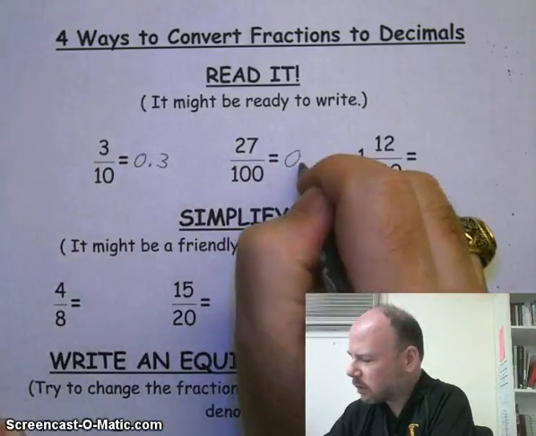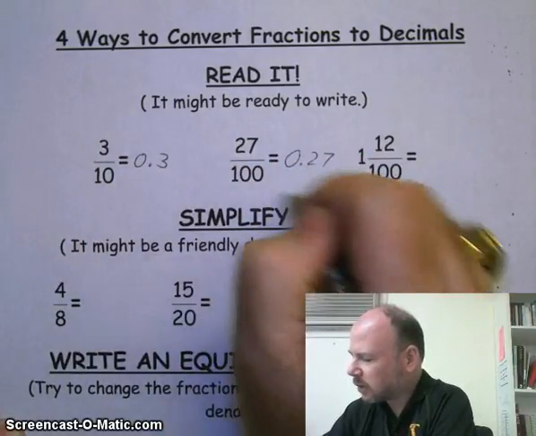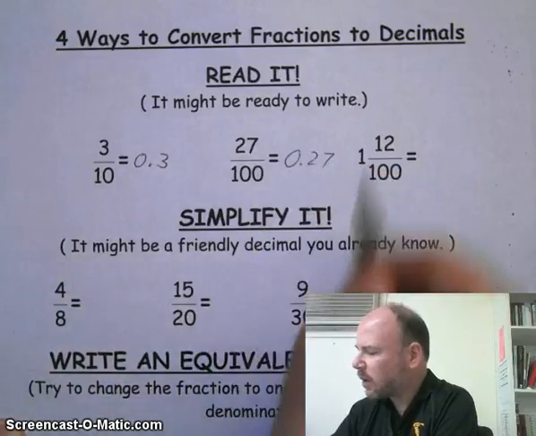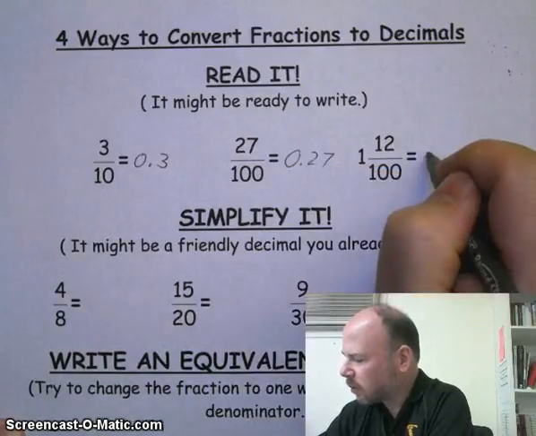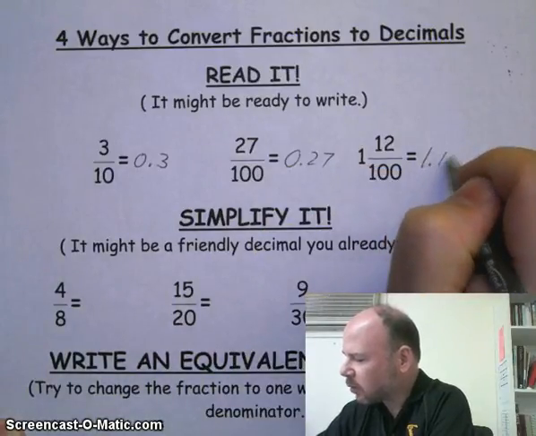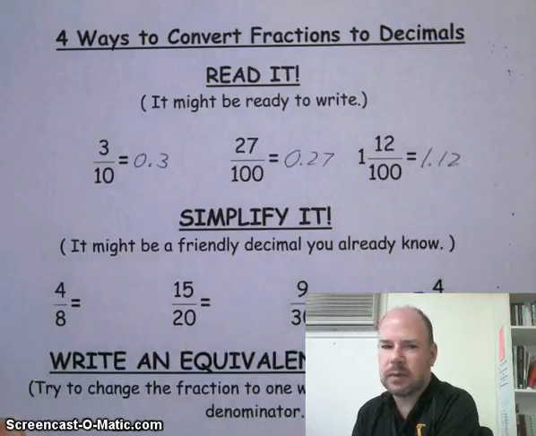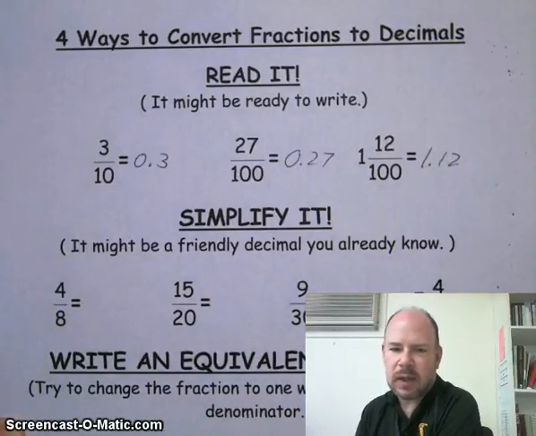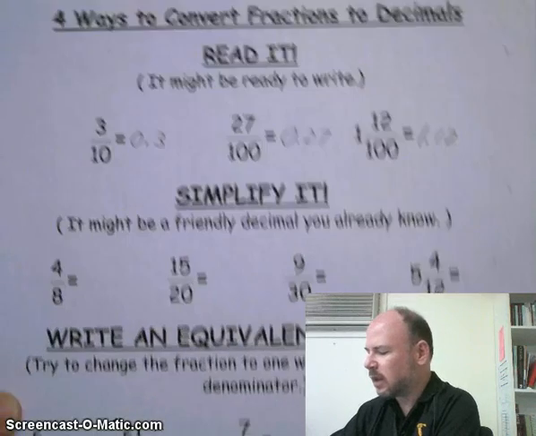27/100. 27/100 the fraction, 27/100 the decimal. 1 and 12/100 the fraction or mixed number, 1 and 12/100 the decimal. Very simple. Okay. Second way, simplify it. It might be something that's easy.